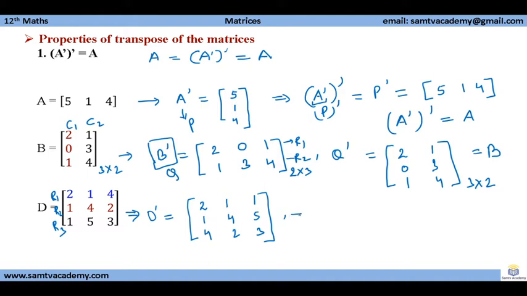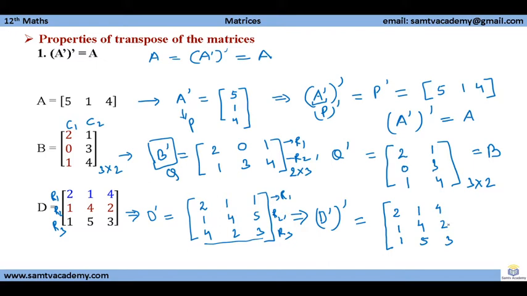Now again we will take the transpose of D transpose. This is row 1, this is row 2, this is row 3. Again we will make them columns. So 2, 1, 1. Row 2, 1, 4, 5 will change to a column, and the last row, 4, 2, 3, will change to a column 4, 2, 3. So it has become a 3 by 3 matrix and it is equal to D only.